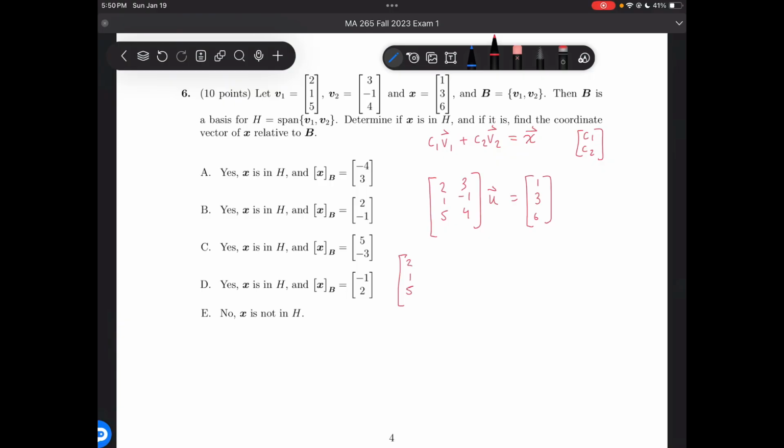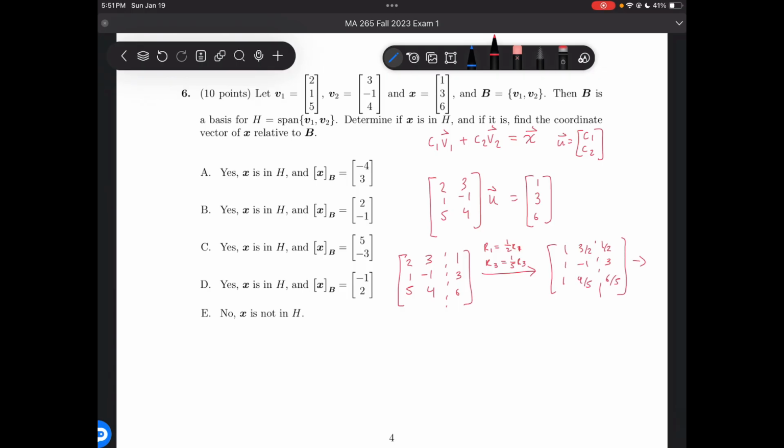How we can do that is by creating an augmented matrix. To find the value of u, we just need to row reduce this until we can determine c1 and c2. So first step, I am going to divide the first row by 2 and divide the third row by 5. Okay, so then I got 1, 3 halves, 1 half, 1, negative 1, 3, 1, 4 fifths, 6 fifths.